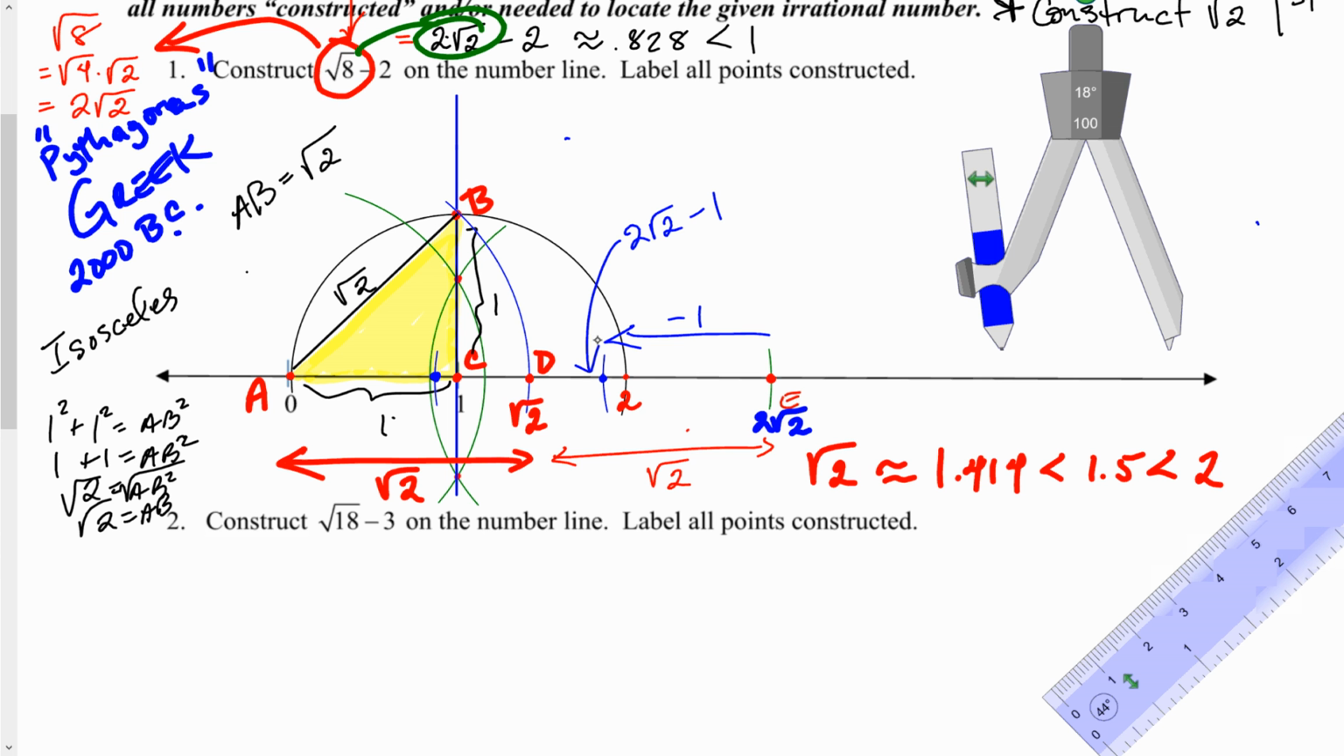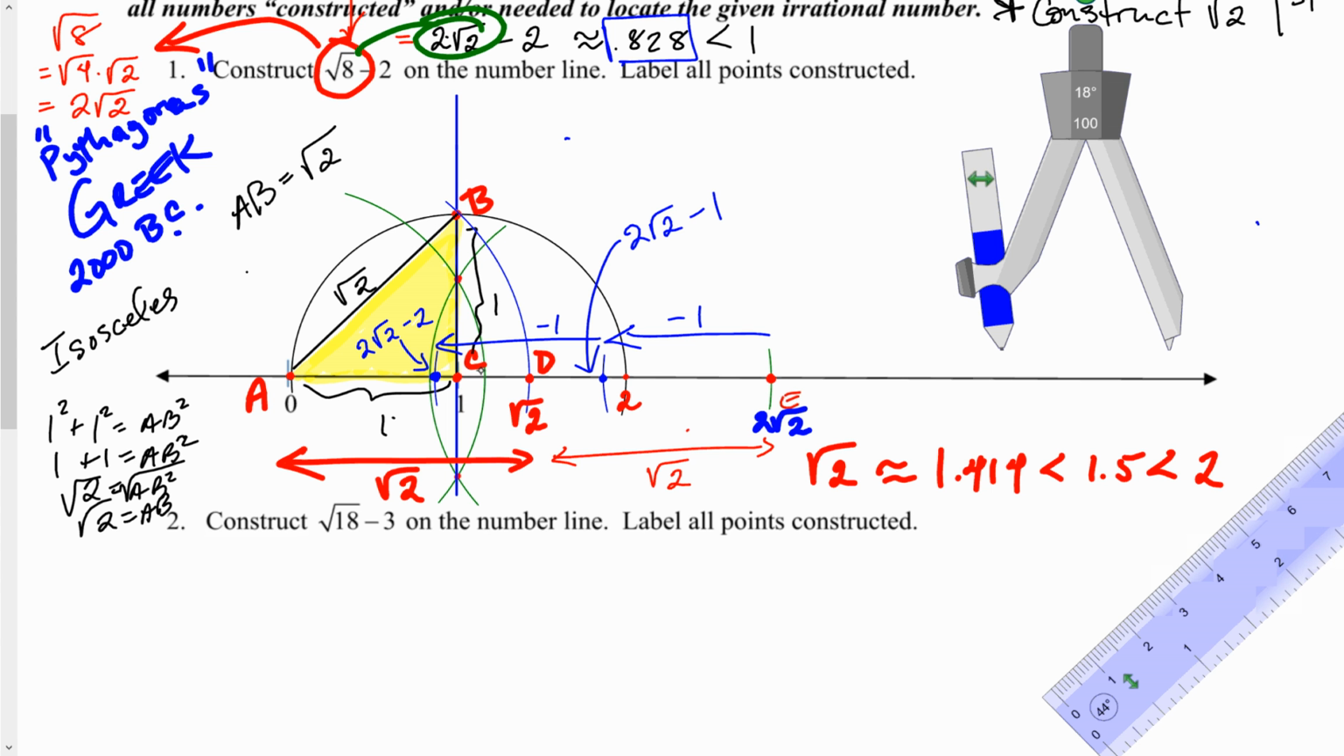So we go back one more unit, go left one unit, and now we're at 2 root 2 minus 2. There's the end result. Now, notice that I said in the beginning root 8 minus 2, or 2 root 2 minus 2. We should get this decimal, 0.82, which is less than 1. And notice that I ended up at a position that's less than 1.